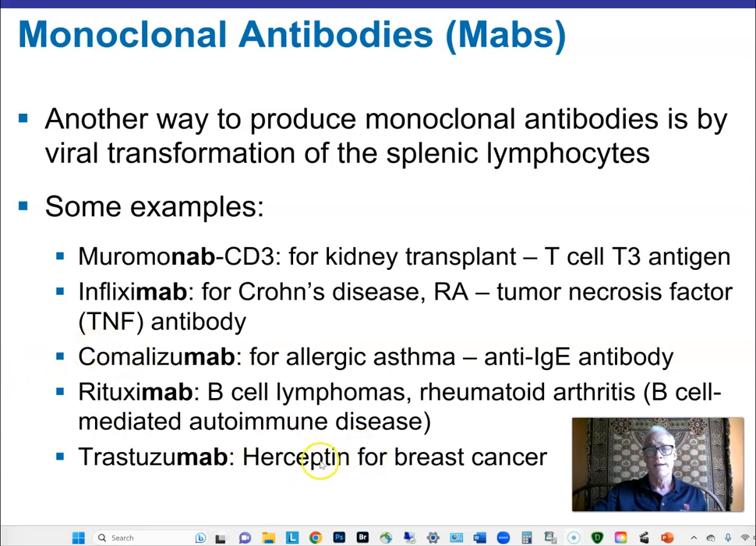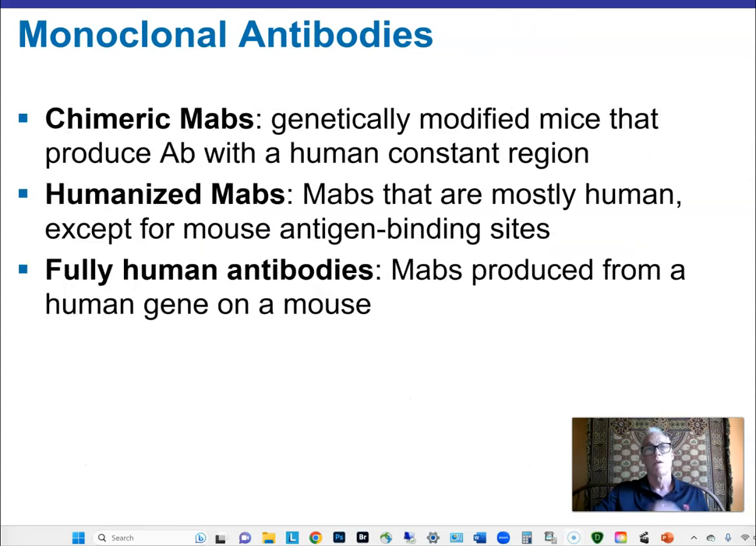This last one is an antibody against a growth factor receptor. So a growth factor that binds to a growth factor receptor is important; certain breast cancers are Herceptin positive or sensitive, and this antibody can help get rid of those cells.